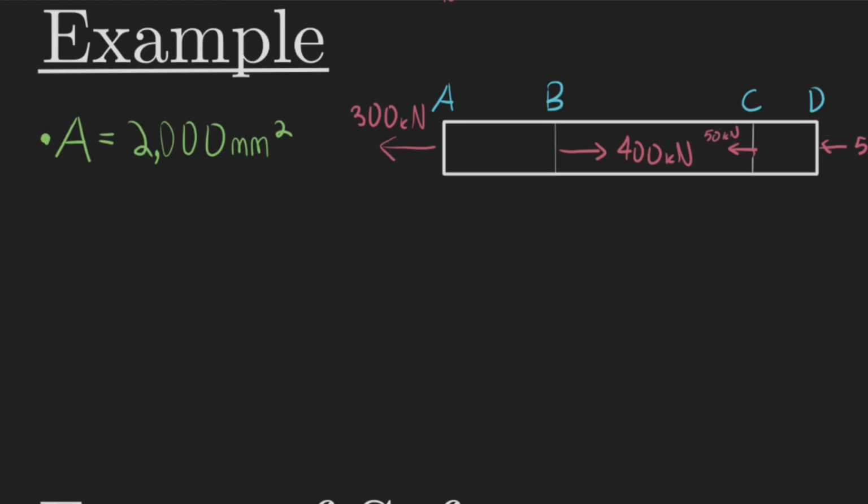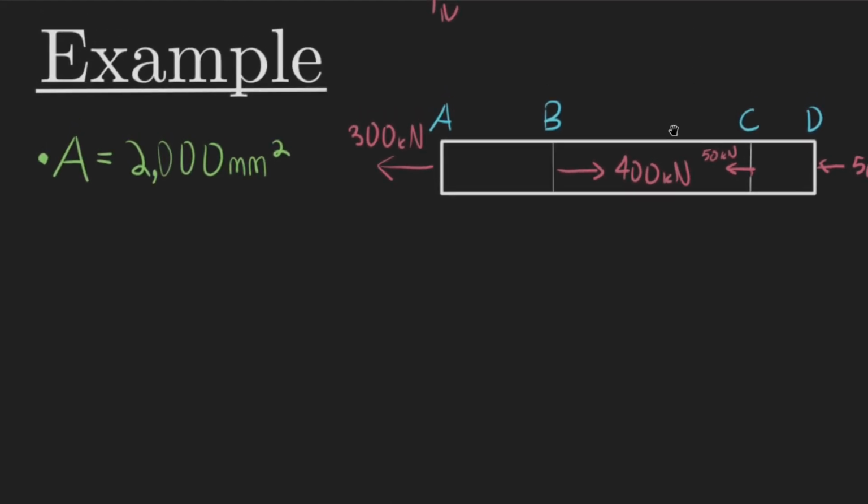So let's take a look at an example of our axial normal stress. You can see right here I've got an object and I've got some different forces acting on it. There's one here, here, here, and here, acting at different points. And depending on which section of the beam I'm looking at, either between A and B, between B and C, or between C and D, there's going to be a different internal axial normal stress.